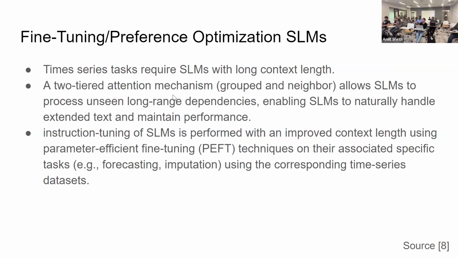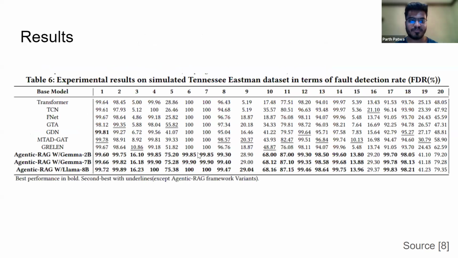And finally, these SLMs, small language models, are trained in an enhanced manner to avoid issues with small language models. Like they usually have a smaller context, so they add enhancement to improve the context and finally train it with PEFT. So that was agentic RAG. Any questions so far?